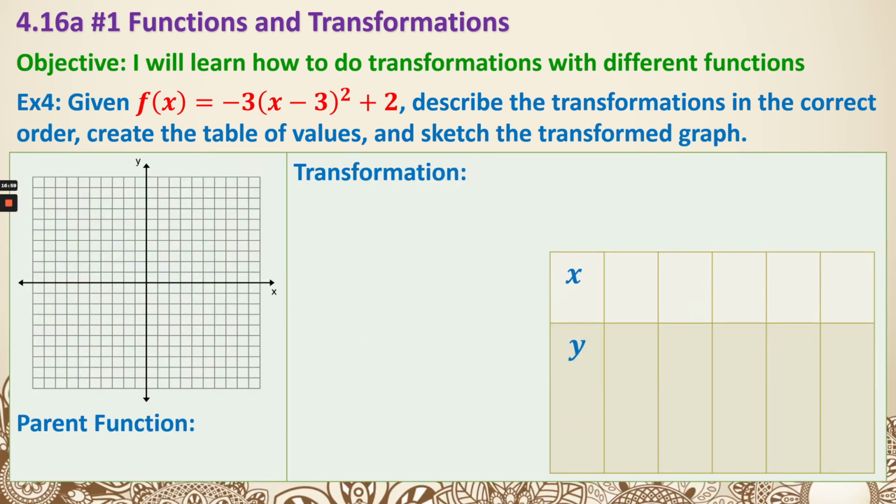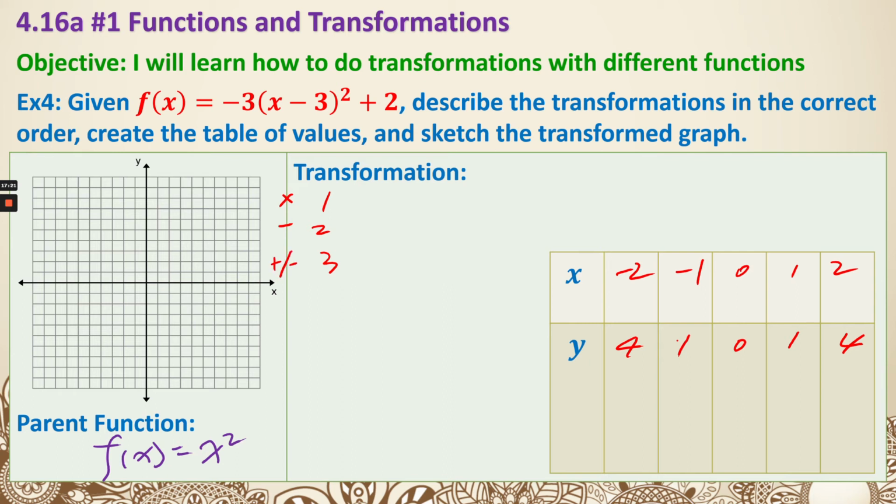Ooh, it's getting more complicated. So, the parent function is still f of x equals x squared. We already know it's going to start with -2, -1, 0, 1, 2, 4, 1, 0, 1, 4. Let's check all the transformations. 1, 2, and 3. First one again is multiplication. Second one is subtraction, negative. The last one is plus or minus.